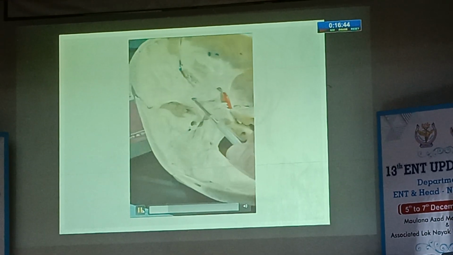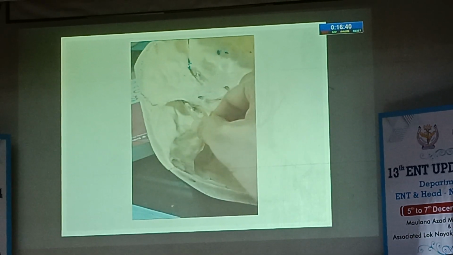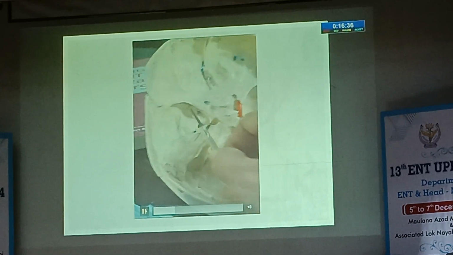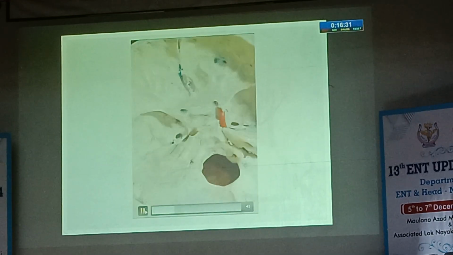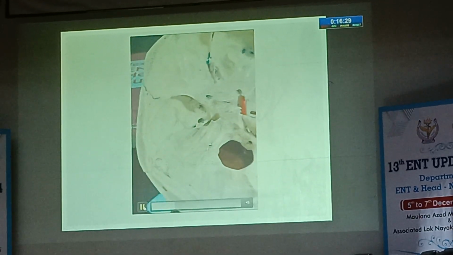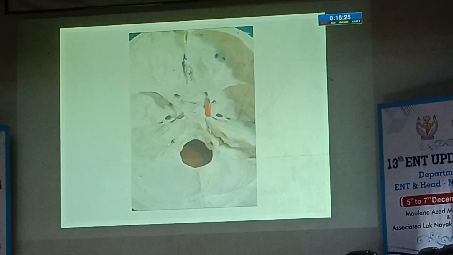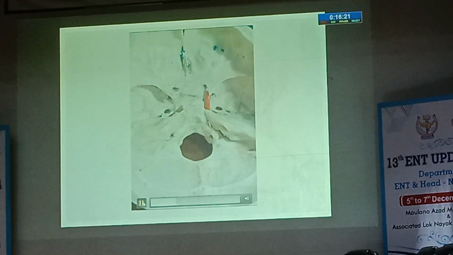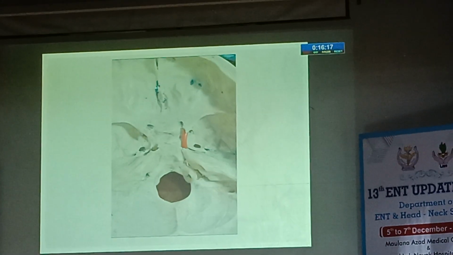Just behind the lesser wing, between the greater wing and the lesser wing, is another opening, which is the superior orbital fissure. The superior orbital fissure transmits the rest of the cranial nerves to the orbit, the third, fourth, and sixth, along with the superior and inferior ophthalmic veins and the sympathetic plexus. Also, the ophthalmic nerve, which is the branch of the trigeminal, passes with that.